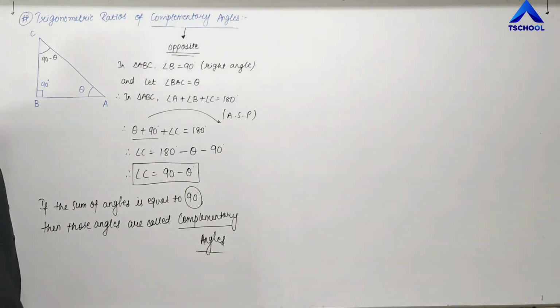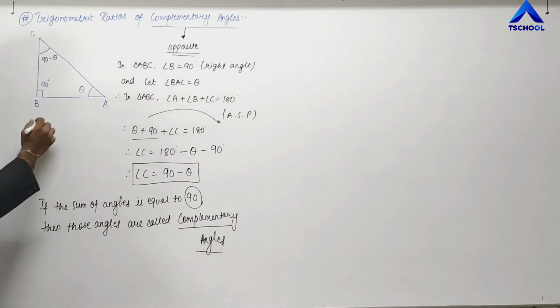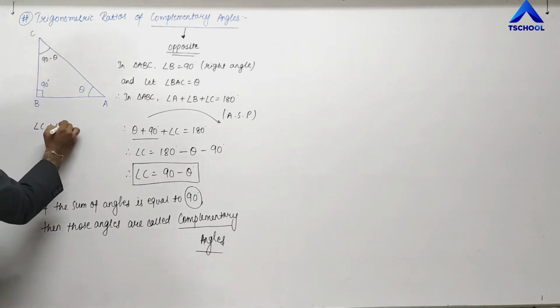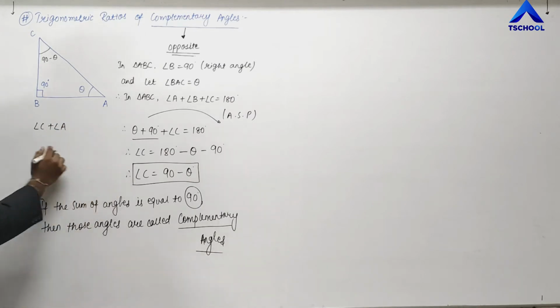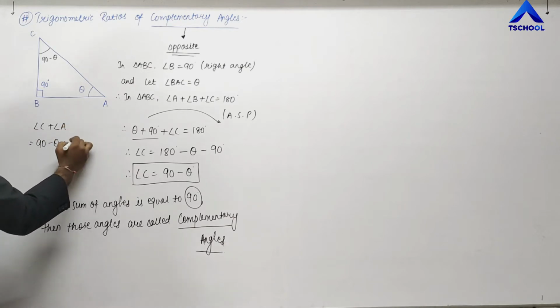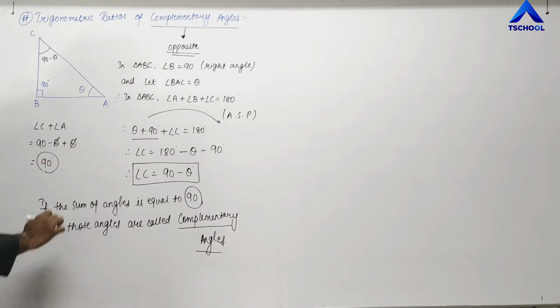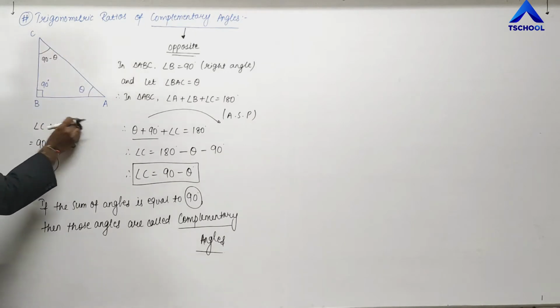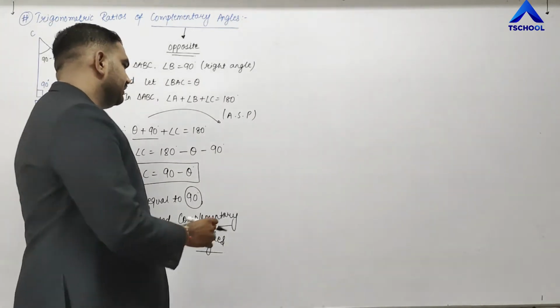Here you can see that if this is 90, then obviously angle C plus angle A. What is angle C here that we got? 90 minus theta. What is angle A that we have assumed? Theta. Minus theta plus theta cancel. That is equal to 90 degree. Hence, we can say that angle A and angle C here are the complementary angles.